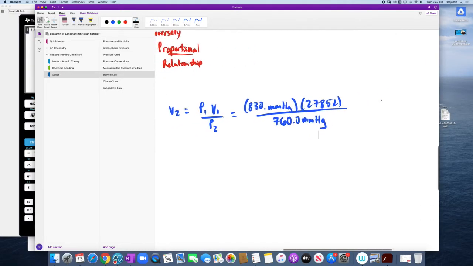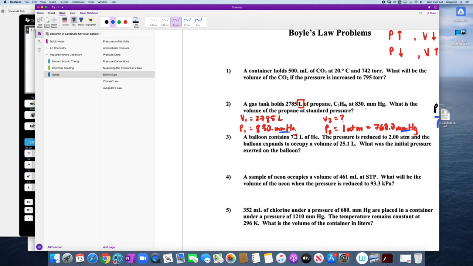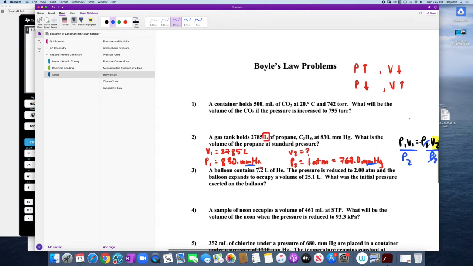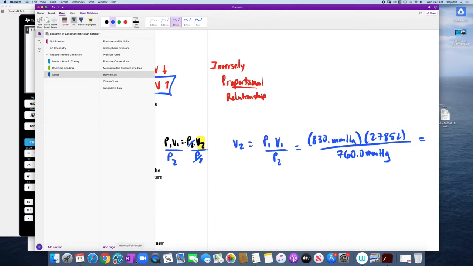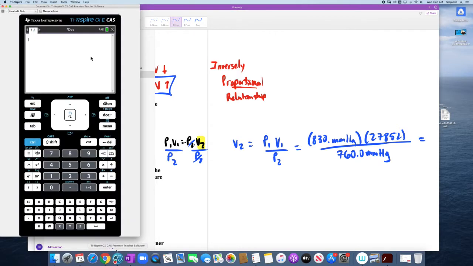Now, before we type this in, let's think about what would be a reasonable answer. We're starting off at 830 millimeters of mercury and we're going down to 760 millimeters of mercury. That's less pressure, so we should get more volume. Okay, so let's go ahead and type in the value. Less pressure, more volume.